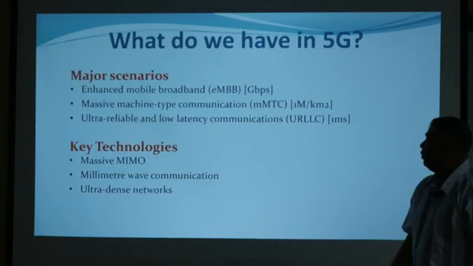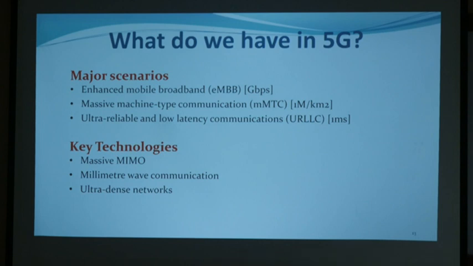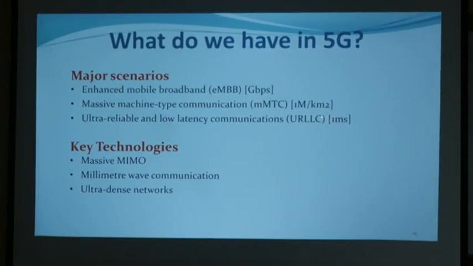So what do we have in 5G? As I said, there are three major scenarios: enhanced mobile broadband, massive machine-to-machine communication, where 1 million devices are connected per square kilometer, and ultra-reliable low-latency communication with 1 millisecond delays, etc. The key technologies are, as I said, massive MIMO, millimeter wave communication, and ultra-dense networks. So these are the three key technologies introduced in 5G compared to 4G to support these scenarios.